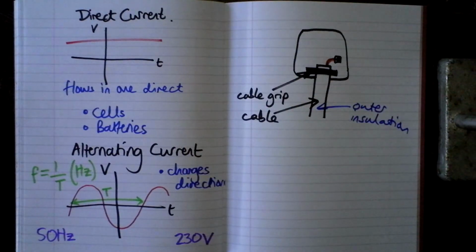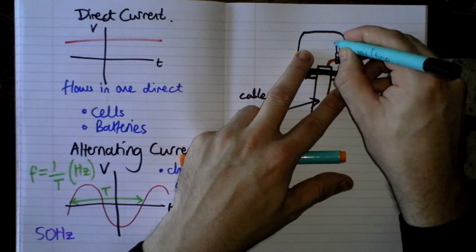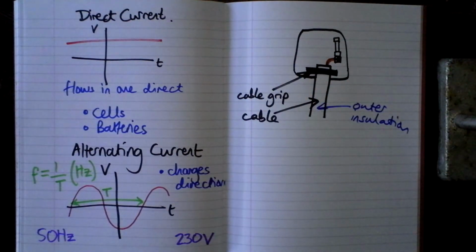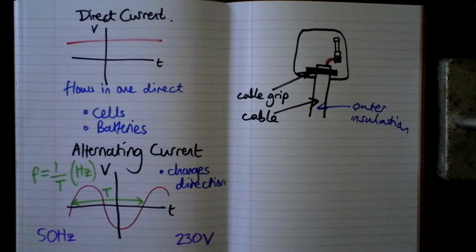So there we have our live wire. It is always connected to a fuse. So live wire to a fuse. We'll talk about what the fuse does in a moment.